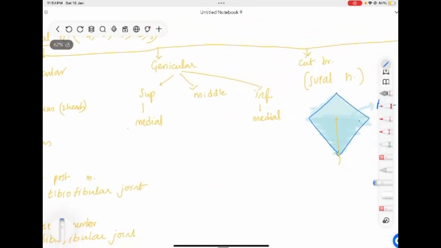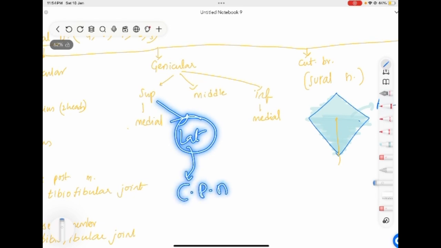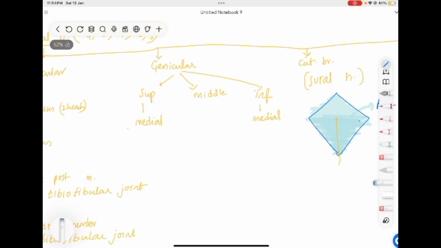Then we have the genicular branch. The genicular branch is divided into superior, middle, and inferior. The superior part has only medial but no lateral, because we are going to see this lateral in the common peroneal nerve, which we are going to be discussing next. And the inferior part is also given to the medial part.